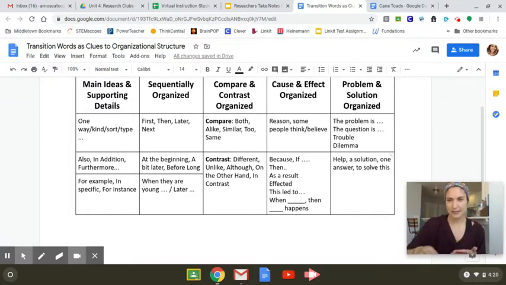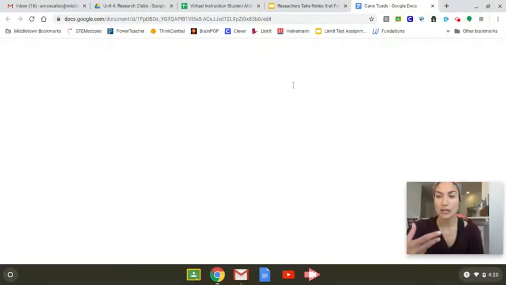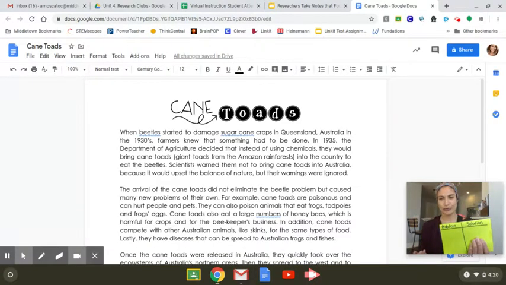So let's try this together. We're going to read this nonfiction article about cane toads. And we want to look to see, is it a problem and solution text structure? How do we know? And then how can we take our notes to reflect that? So let's read about cane toads.